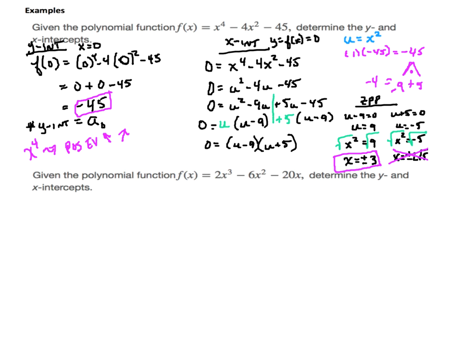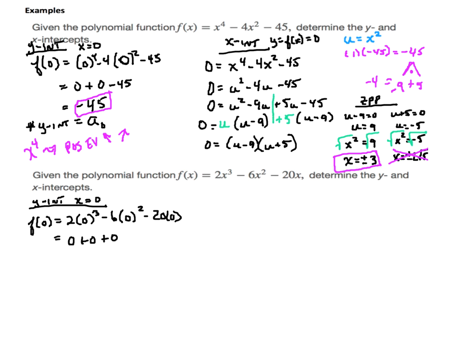Okay, so same type of question, different polynomial function to deal with. So the first thing we want to find is the y-intercept by plugging in 0 for x. F of 0 is equal to 2 times 0 cubed minus 6 times 0 squared minus 20 times 0. 0 plus 0 plus 0. Notice I do not have an a sub 0 that shows up, so it's understood to be 0.